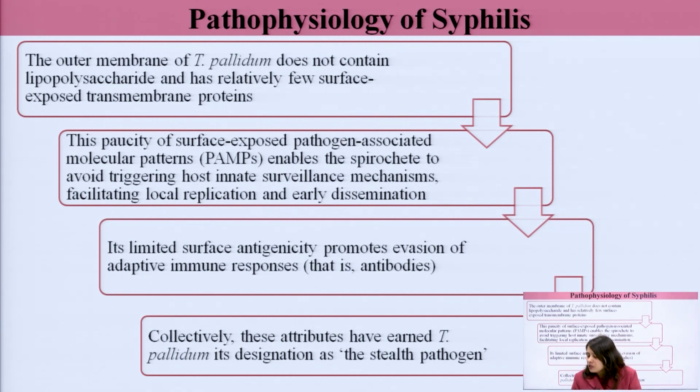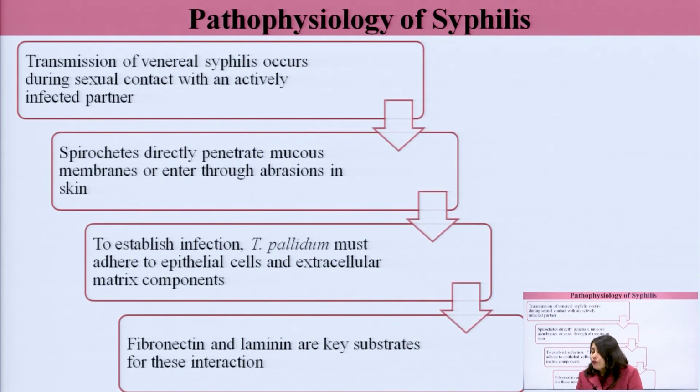Its limited surface antigenicity promotes evasion of the adaptive immune responses, that is, no triggering of T lymphocytes or B lymphocytes and no formation of antibodies to fight Treponema pallidum infection. Collectively, these attributes have earned Treponema pallidum its designation as the stealth pathogen, because it moves like a thief. It cannot be detected by the host immune system. Transmission of venereal syphilis occurs during sexual contact with an actively infected partner. Spirochetes directly penetrate mucous membranes or enter through abrasions in the skin.